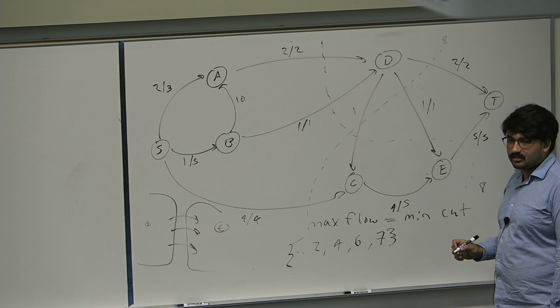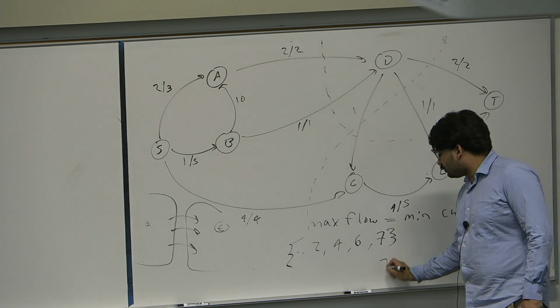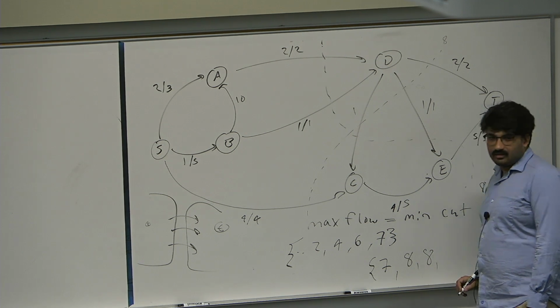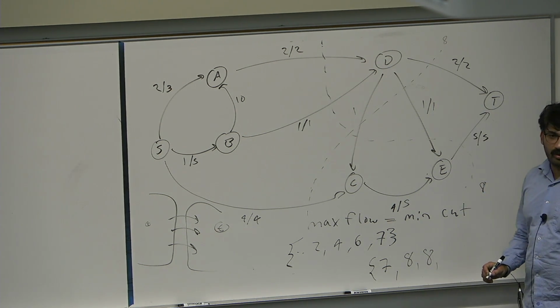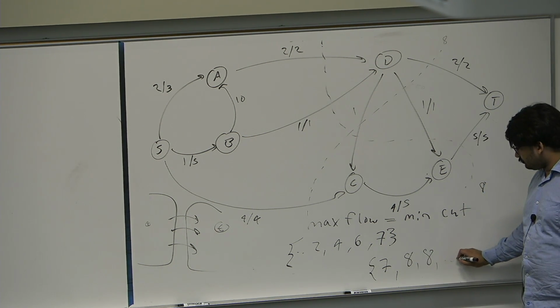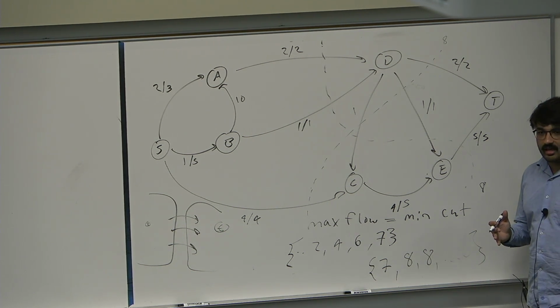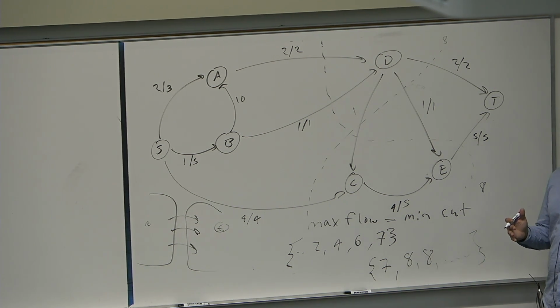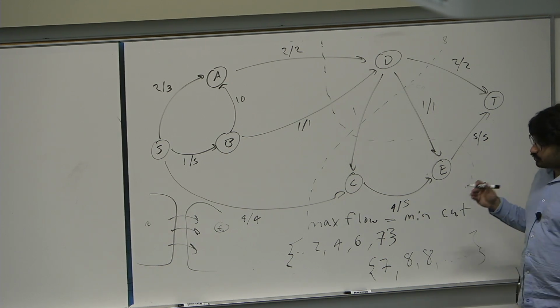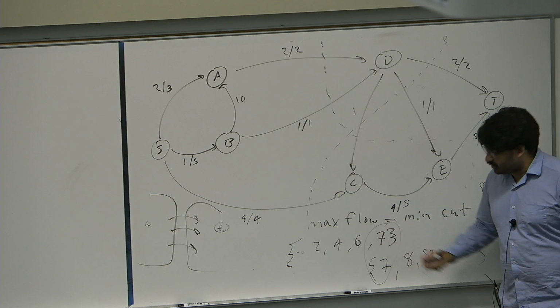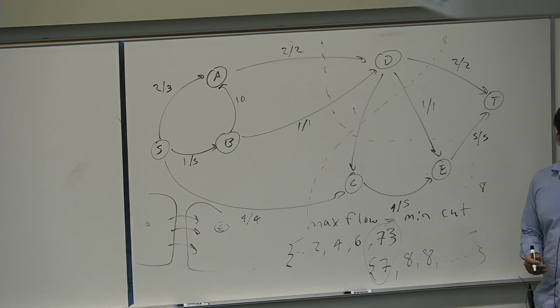But what are your cuts? Your cuts, we found one of 7. We found one of 8. We found another one of 8. We didn't try too hard, but we could probably find bigger ones, right? What the max flow min cut theorem says is whatever your smallest cut is equals whatever your largest flow is. These two values are equal. That's the max flow min cut theorem.